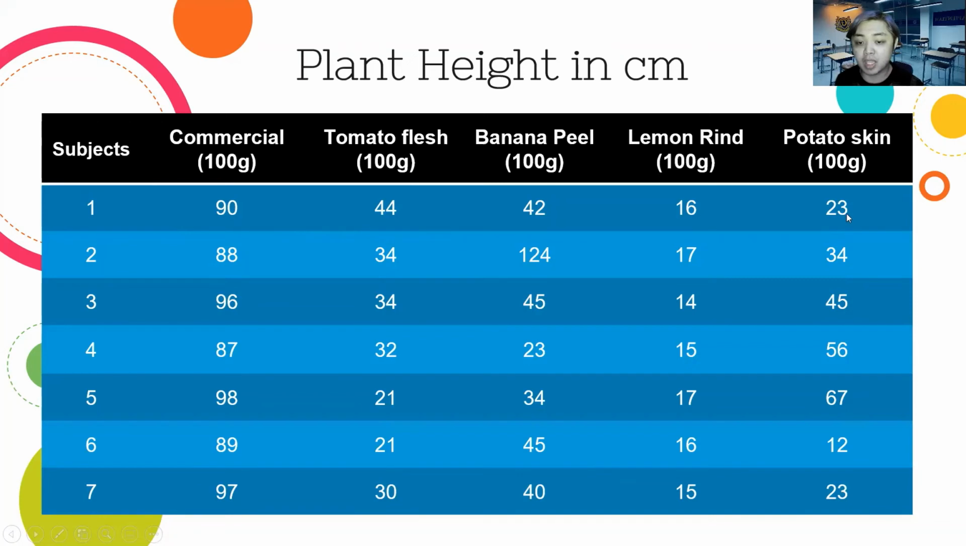For tomato skin, if we're going to compare that to 90, we can say, di ba, that it's almost 3 times as much as the potato skin. So yan, pwede natin compare yung ratio kapag ratio.